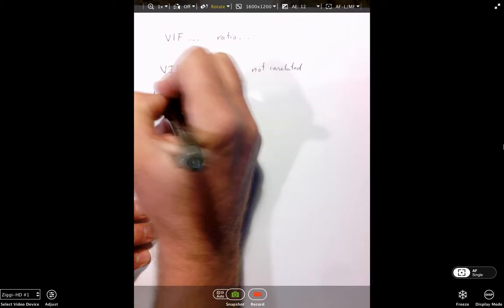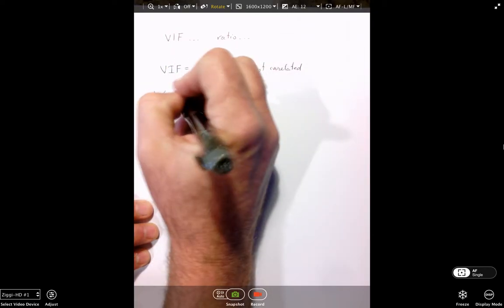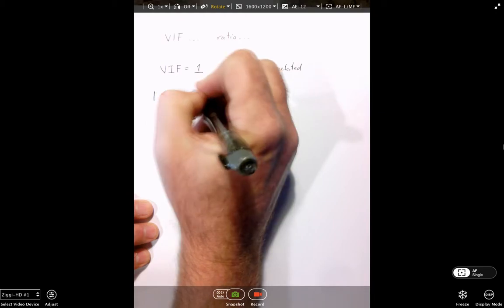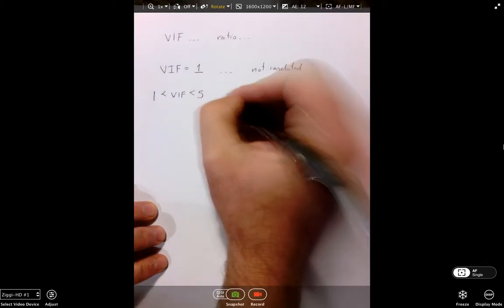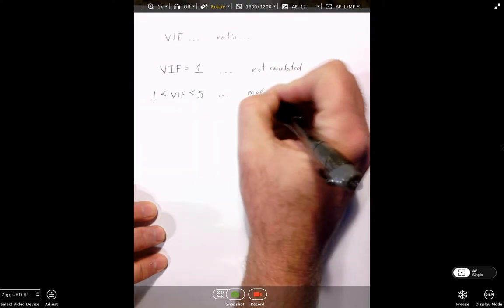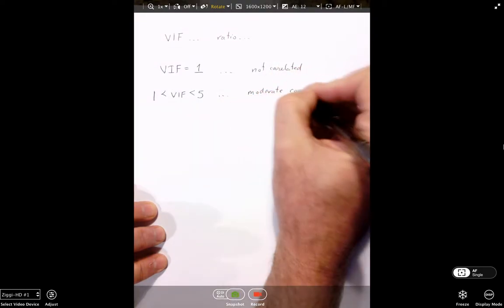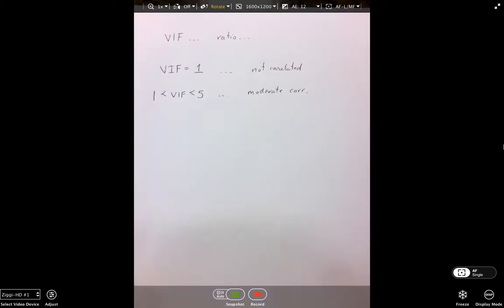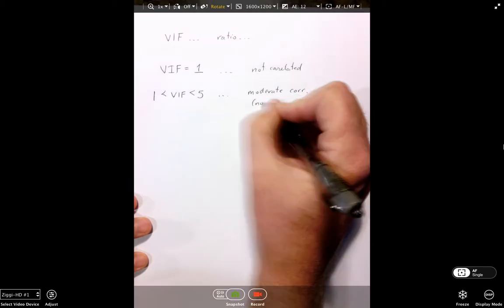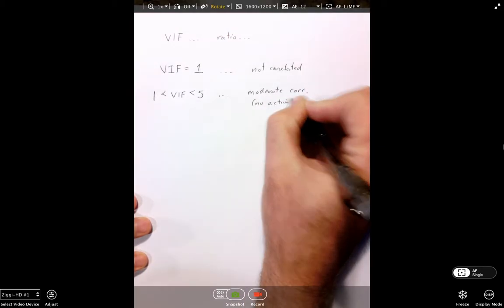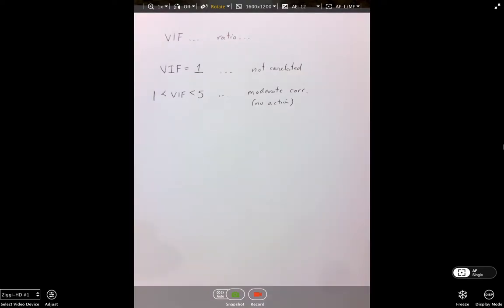The next standard that we take a look at is between 1 and 5, and I would call this a moderate correlation. So our predictor variables are moderately correlated. It's my opinion that there's no remedial action that needs to be taken here. If I had a variance inflation factor of like 4, I would report it, but I wouldn't necessarily take any remedial measures here.